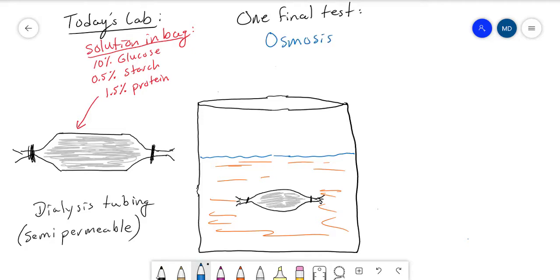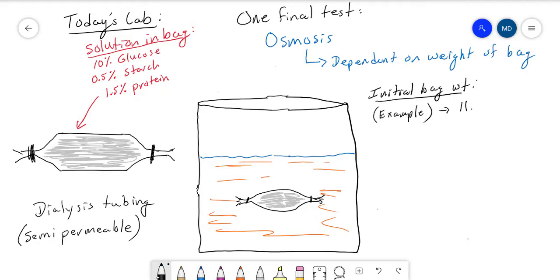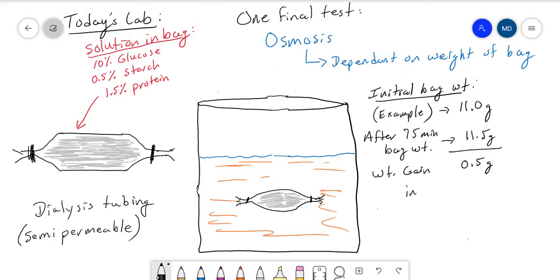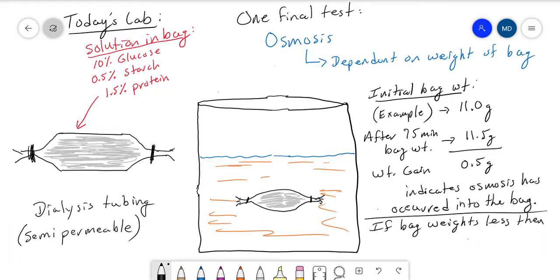When the 75-minute wait time is over, we will remove the dialysis bag from the beaker and weigh it. We will record this weight on the table on page 3 of your lab handout and compare the end weight of our bag to the starting weight of the bag. If the weight of the bag has increased, this would indicate that osmosis has occurred with water moving into the bag. If the weight of the bag has decreased, then this would indicate that water moved out of the bag. If the weight of the bag stayed about the same, then no osmosis has occurred. Now that you have an understanding of the procedures for this lab, let's go ahead and get the lab started.